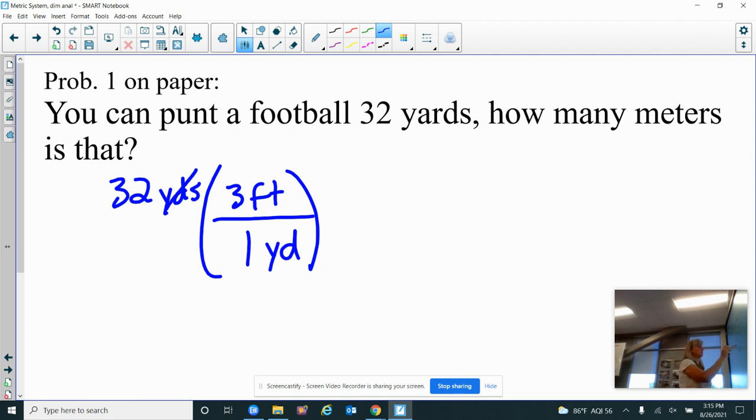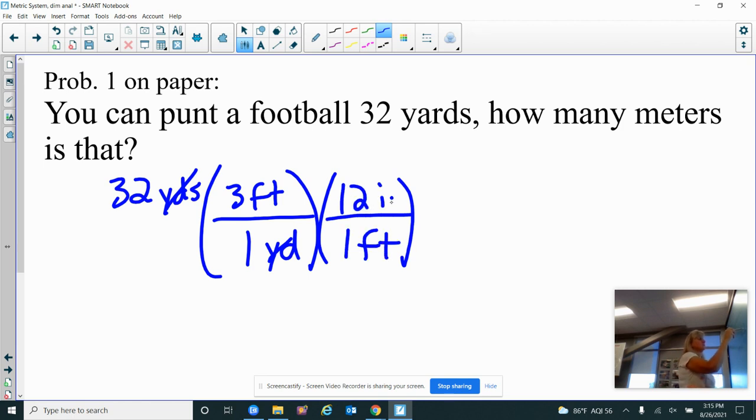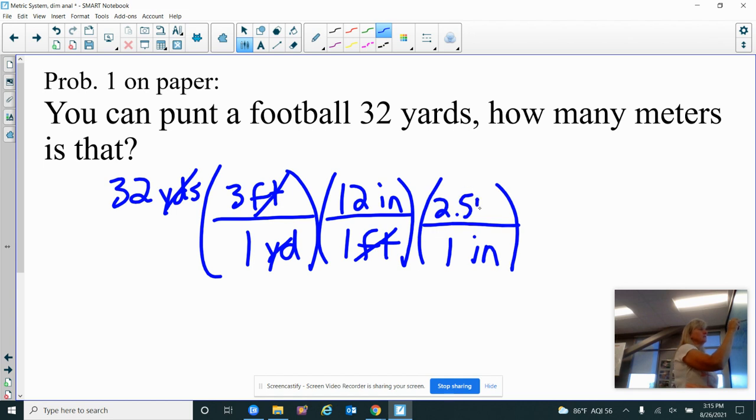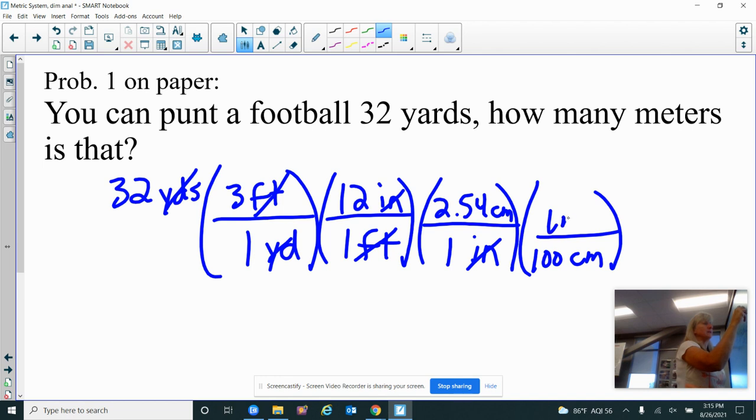Okay, so yards cancel. So I'm in feet. So I'm going to go ahead and go to inches. So 1 foot is 12 inches is a conversion. That gets me to inches. Now inches is on top, so I want to put inch on the bottom. And I want to go to centimeters. Inch cancels. I'm in centimeters. I need meters. Centimeters is on top, so here, centimeters has to go on the bottom. And there's 100 centimeters in a meter.